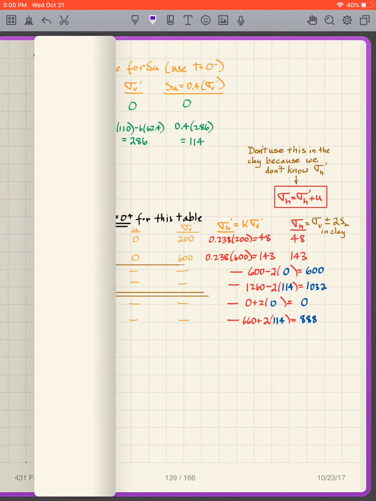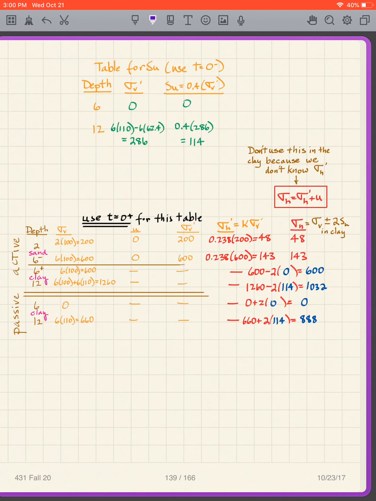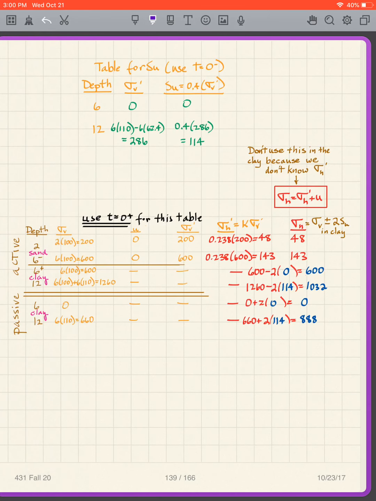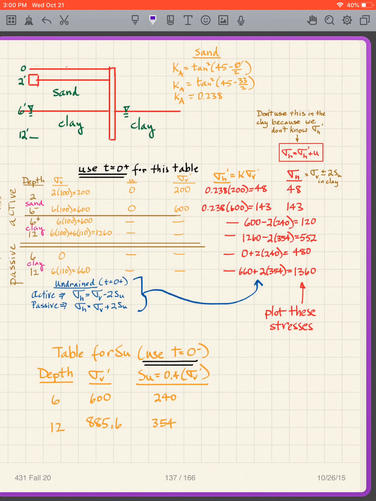So that's because the soil is stronger because it's been consolidated with the sand when we excavate. When we build it by fill, this clay has not been consolidated by any sand. So that means I get a higher active, and then the passive is now lower because the clay is weaker. So I've got 0, 888 for that situation, and then over here I've got 480, 1360.